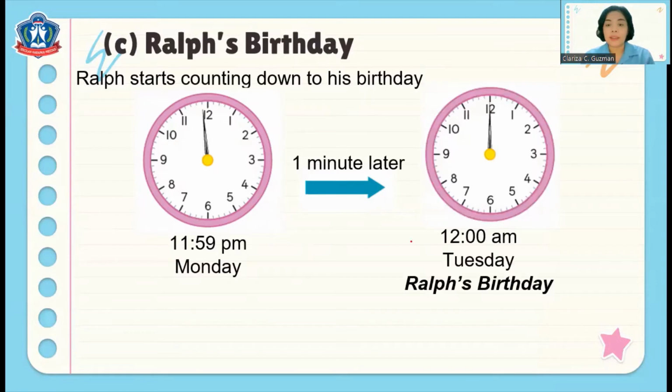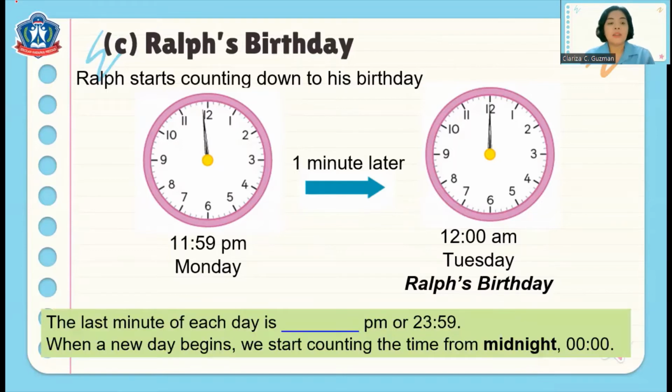1 minute later is 12 a.m. So it's already Tuesday, Ralph's birthday. So the last minute of each day is 11:59 p.m. or 23:59. Remember these two times, they are the same. So the last minute of each day.